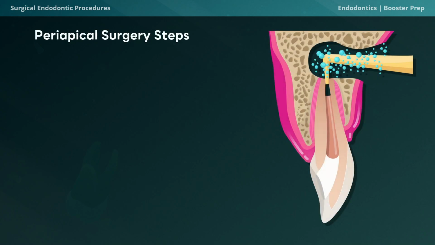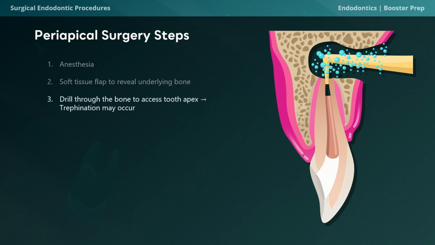Okay, the first step of periapical surgery is administration of anesthesia, followed by a soft tissue flap to expose the bone beneath, a crucial step for clear access. Okay, so after our flap is raised, we drill through the bone to reach the tooth apex. This step is essentially trephination, but the drilled opening is much larger since we need complete visualization of the tooth apex and the surrounding bone.